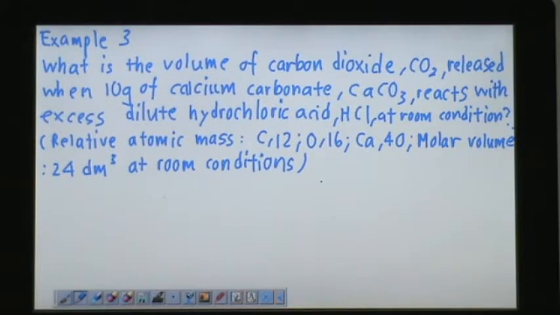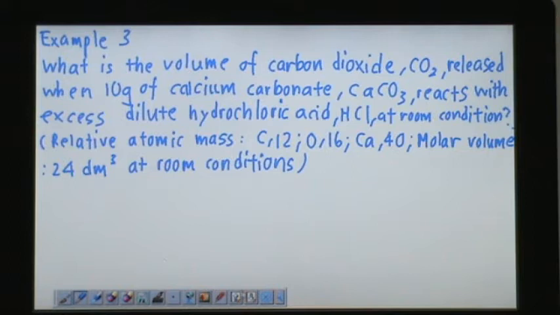Example 3, what is the volume of carbon dioxide CO2 released when 10 grams of calcium carbonate CaCO3 reacts with excess dilute hydrochloric acid HCl at room condition? Okay, let's read this slowly again. They want the volume of CO2 when you have CaCO3 react with excess dilute hydrochloric acid.